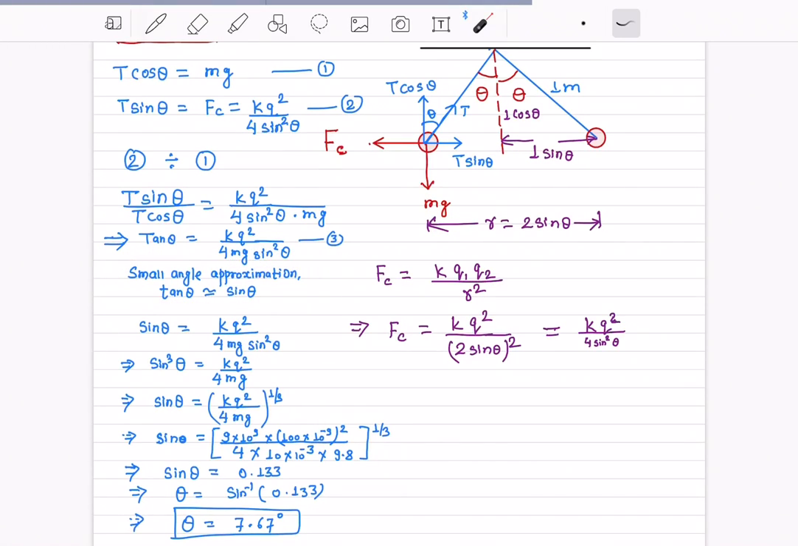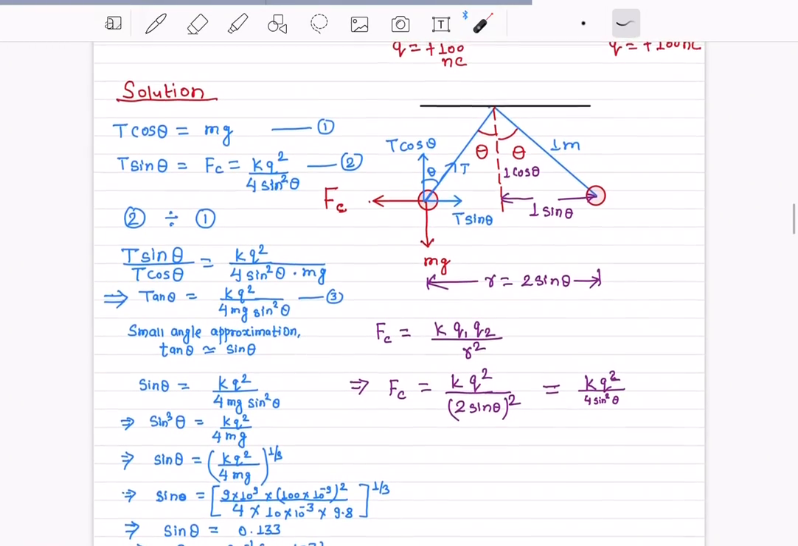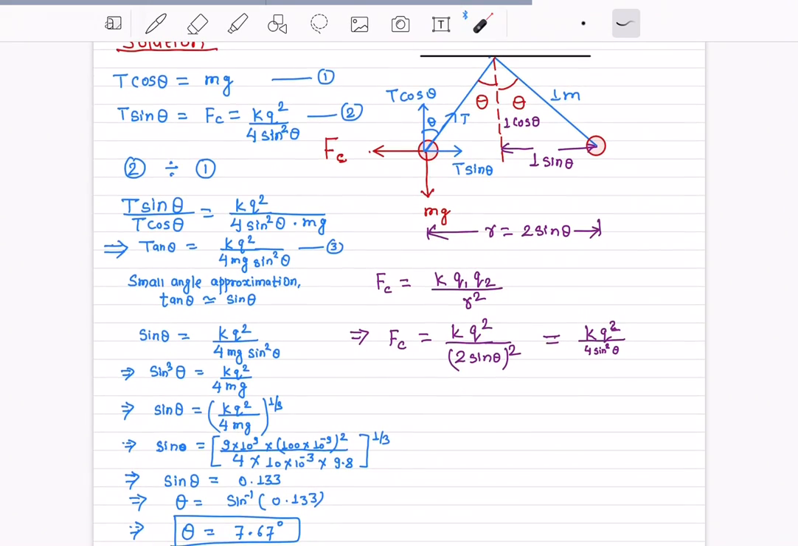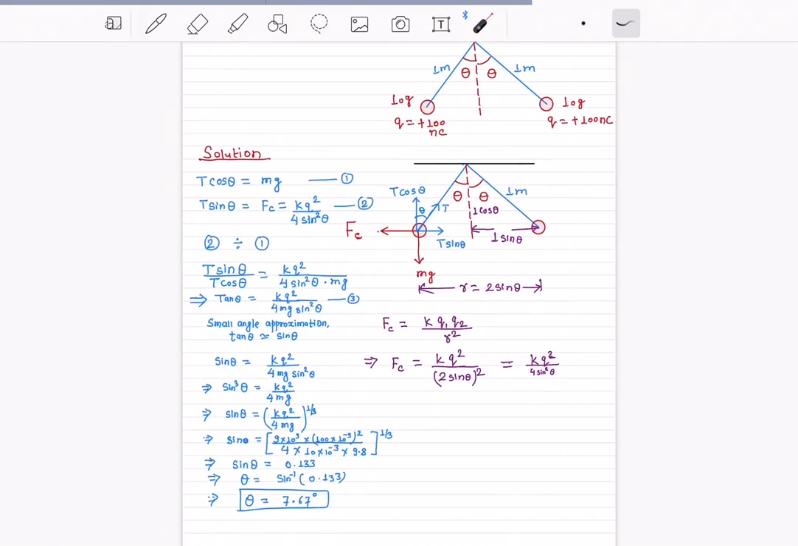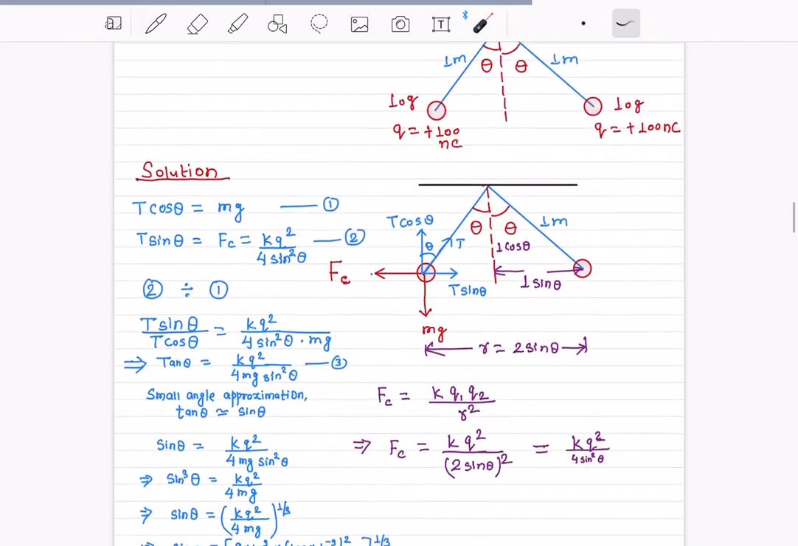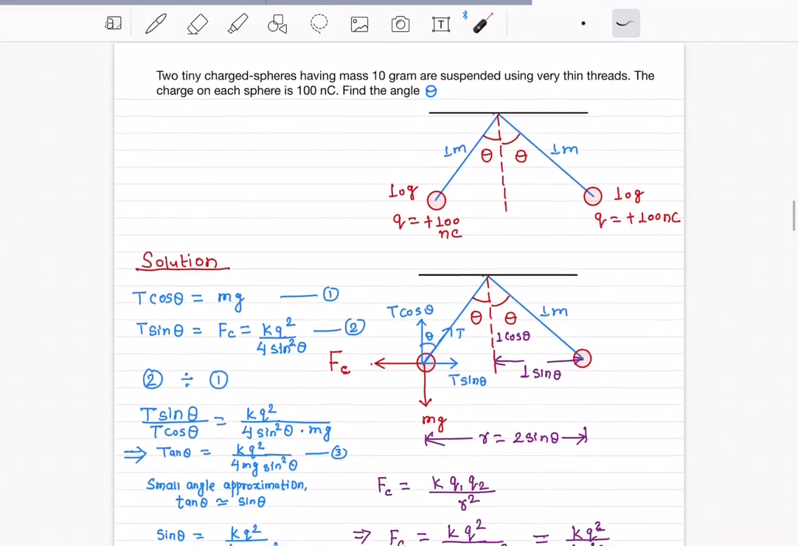So you see, it does have multiple steps here, but the most important thing you need to remember is this small angle approximation, and you should be able to draw the free body diagram. If you do that, then this is not a hard problem. You just have some steps here. Once you understand the concept, it is not hard.